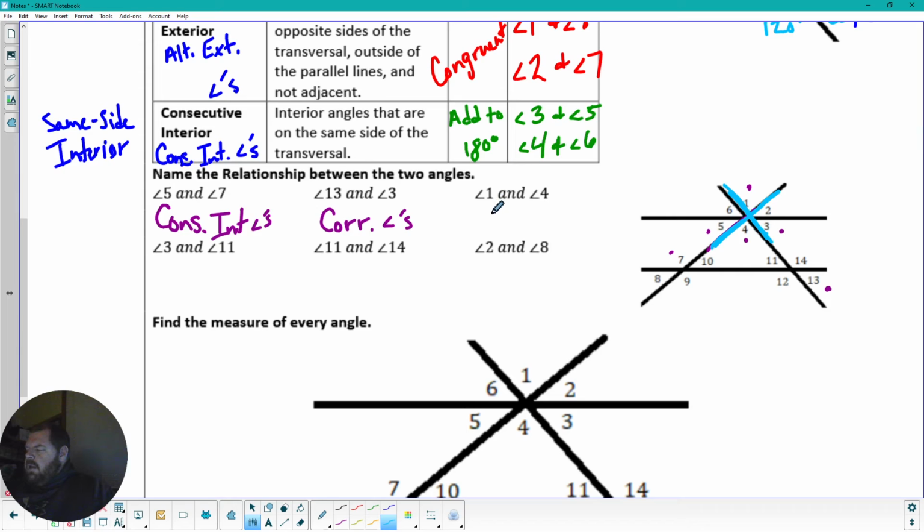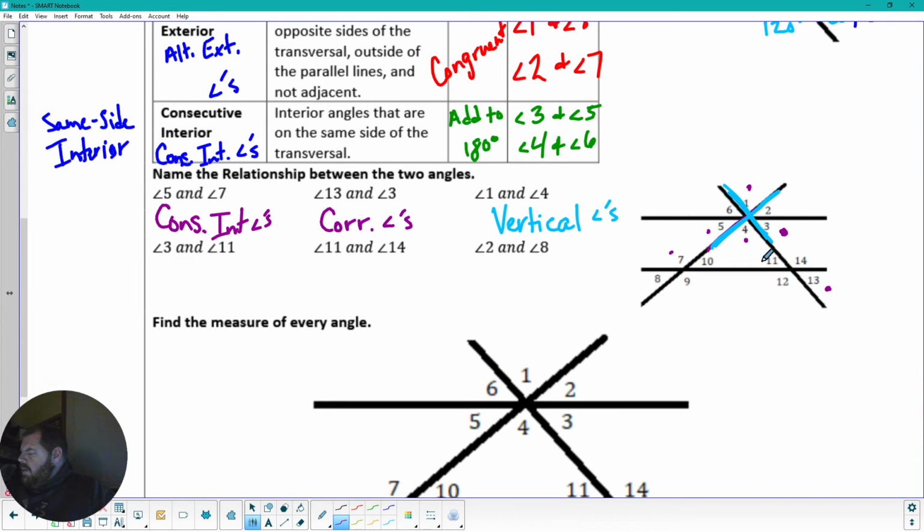Okay? It talks about vertical angles. They share a vertex. They're across from each other when 2 lines cross. So we can't forget about those old definitions that we've had. Okay? The next one talks about angle 3 and 11.